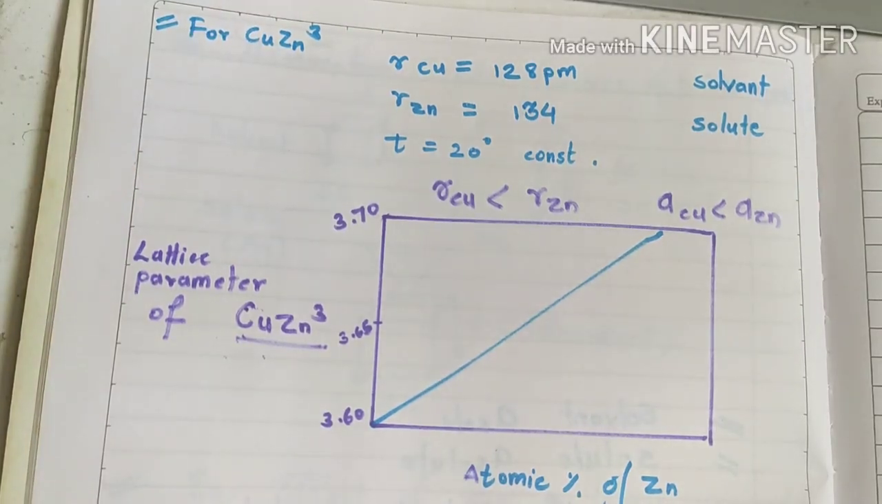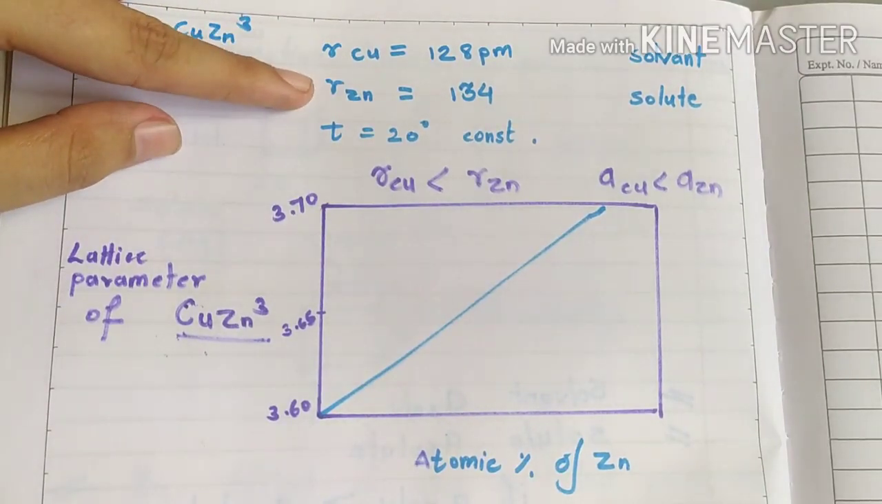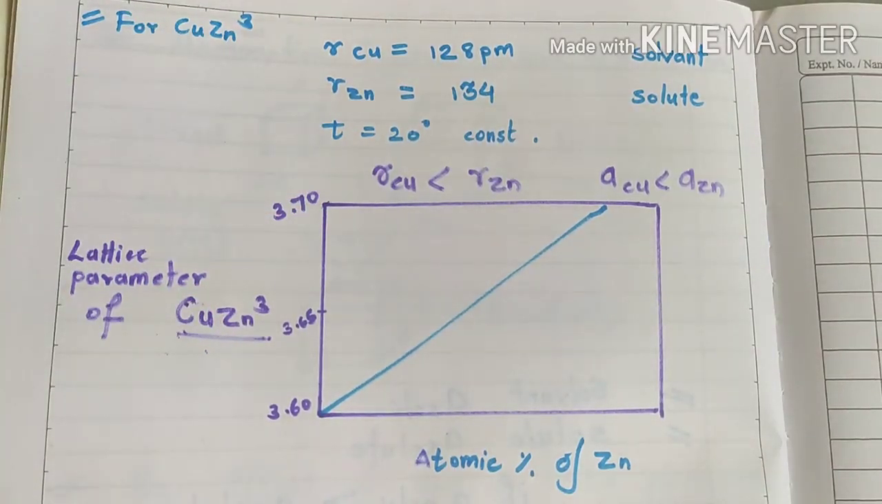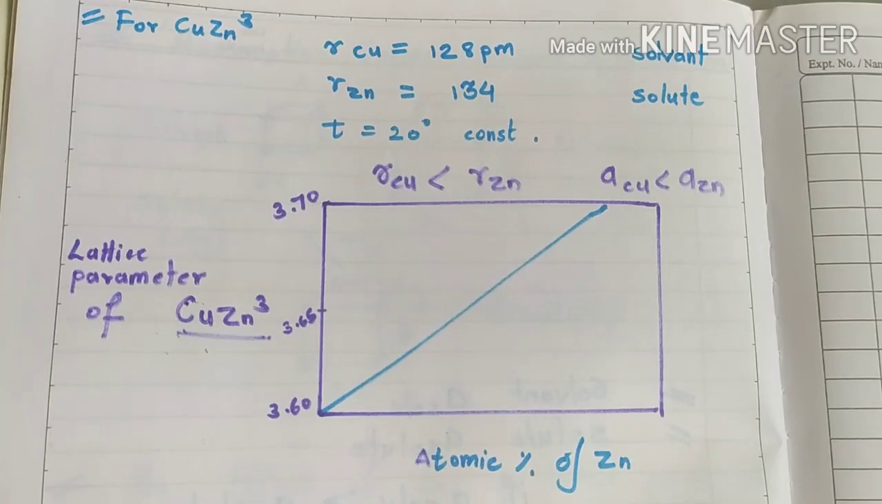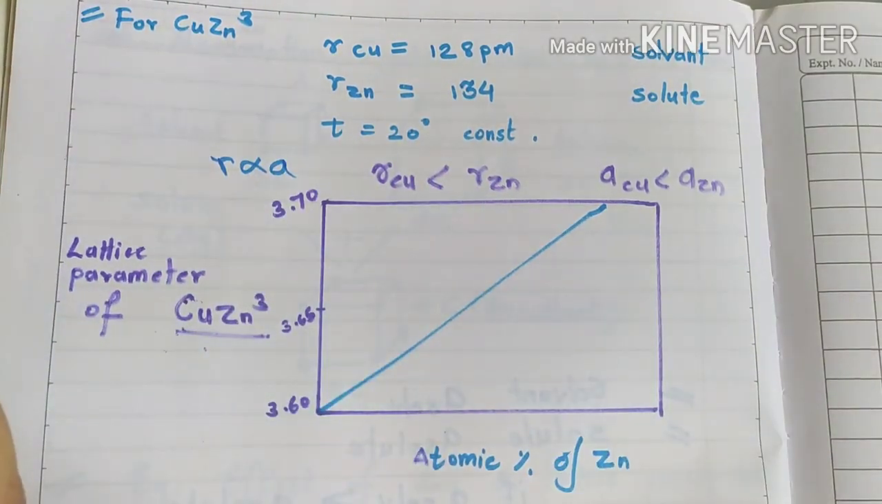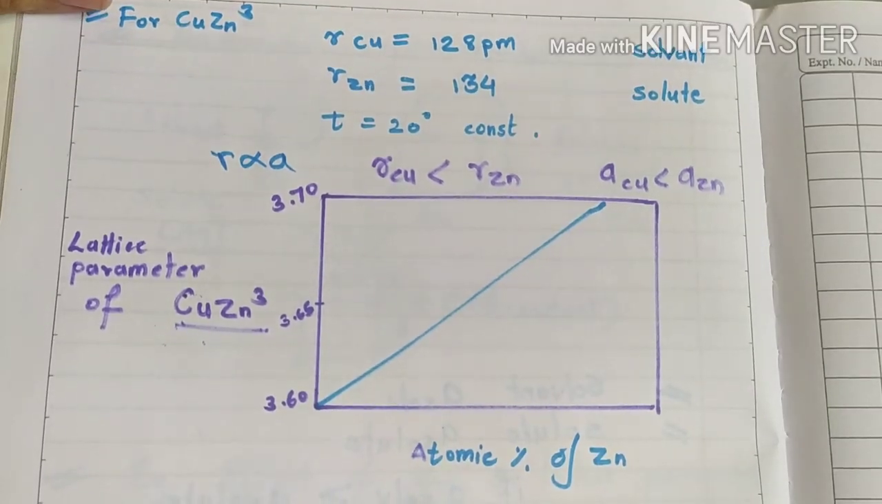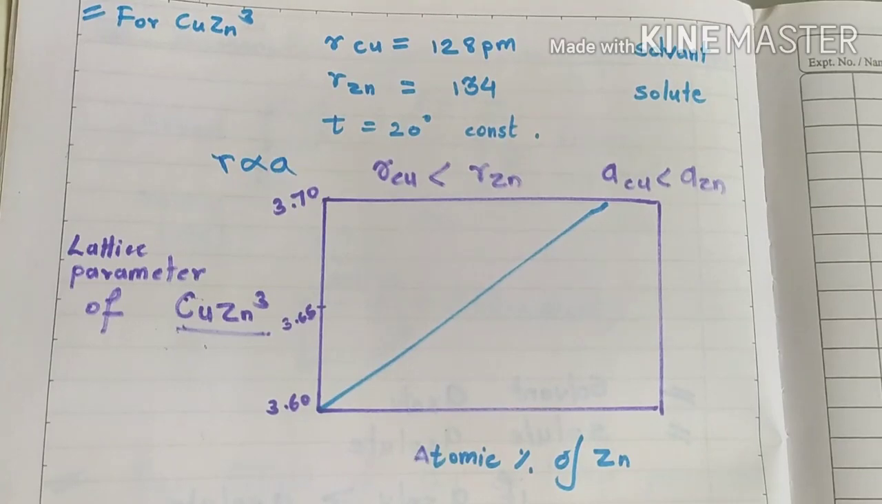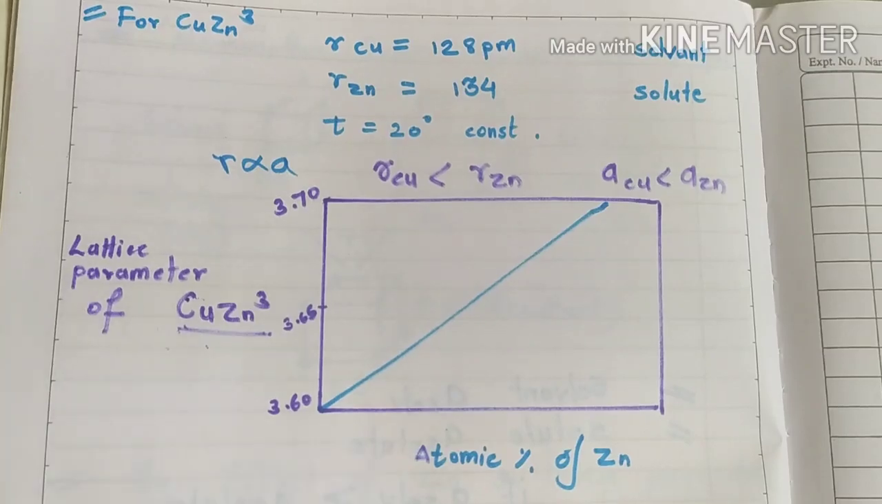Here the case is exactly opposite. In the previous case, what we saw is the radius of the solute was smaller than that of the solvent. Here the opposite is happening. The radius of the solute is greater than that of the solvent. So let's see what happens. As we know, R is directly proportional to A. That is, the radius of the molecule is directly proportional to its lattice constant. Thus, the lattice constant of copper is smaller than zinc. Since the zinc, that is the solute that we are adding, has a larger size, exactly the opposite thing would happen, and the lattice constant of the CuZn cube would increase with increase in atomic percent of Zn.